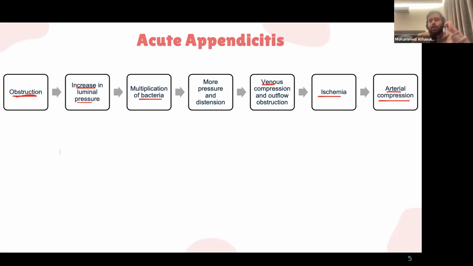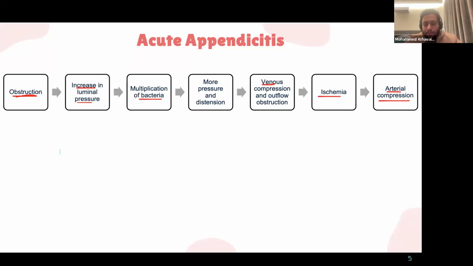Rebound tenderness. Good. I'm going to move to the opposite side, the left lower quadrant, and I'm going to press and release, and it causes severe pain in the right lower quadrant. What is the sign called? You guys know. Good. Rovsing sign.